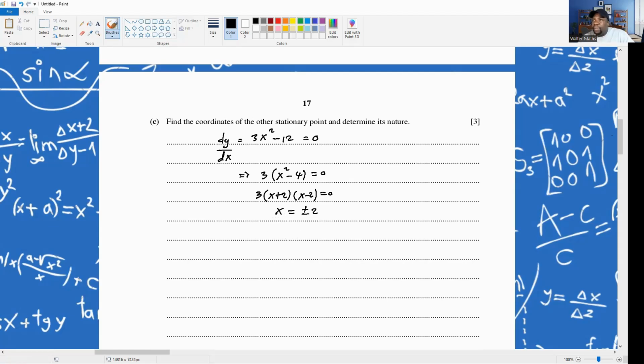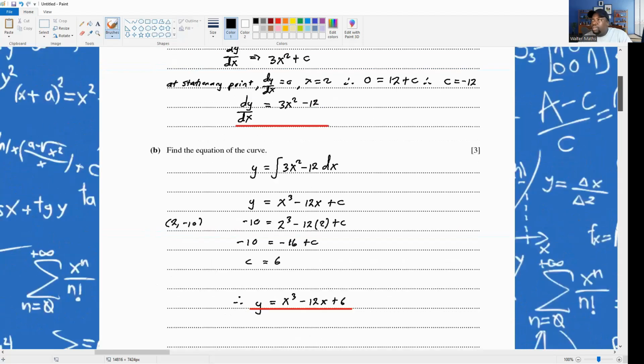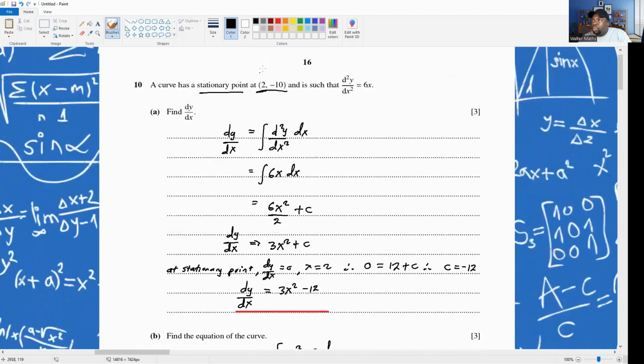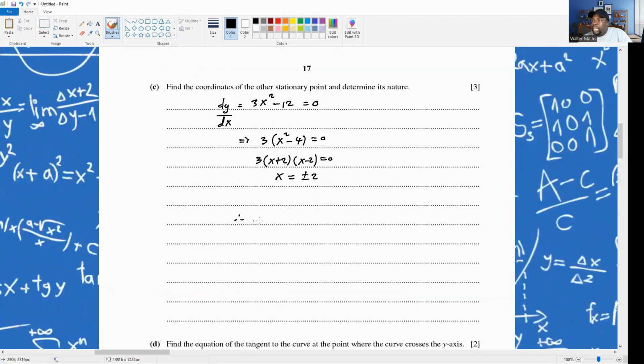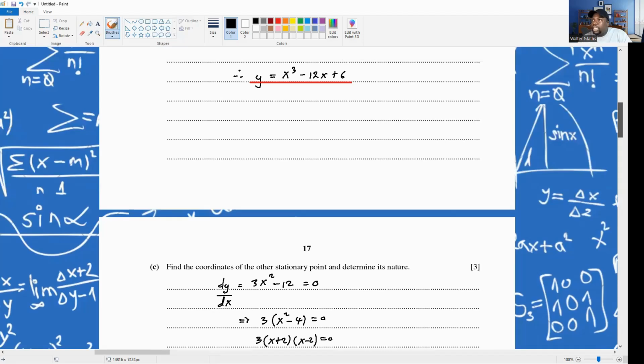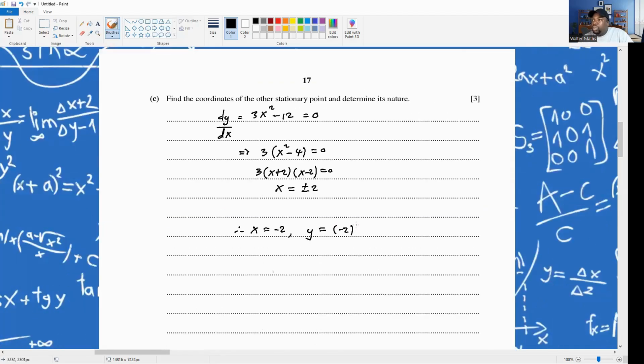Now, we already had the fact that one of the values of x is positive 2, because we already have the point (2, -10). So the other stationary point should occur when x is equal to -2. And when x is -2, what is the value of y? We go back to the original equation, x cubed minus 12x plus 6. So it's -2 cubed minus 12 of -2 plus 6. I've just substituted that. So that's -8 plus 24 plus 6, and that should give us 22.